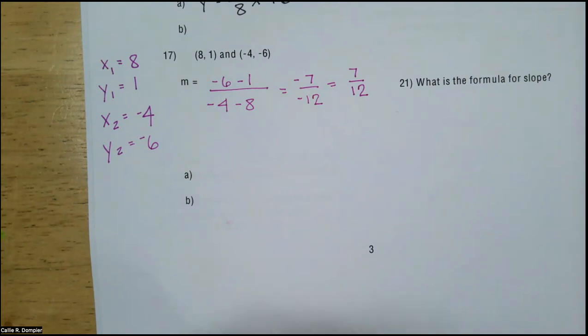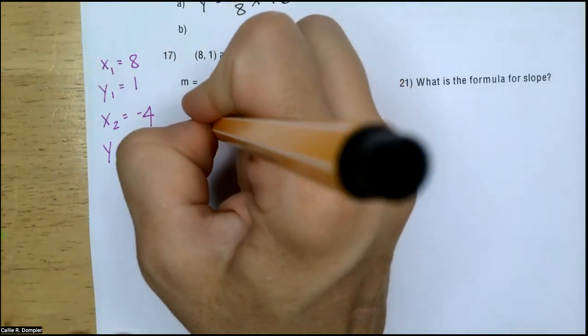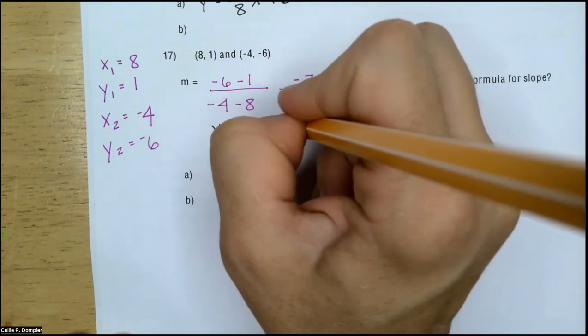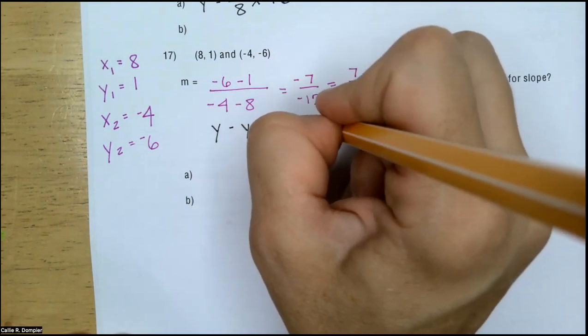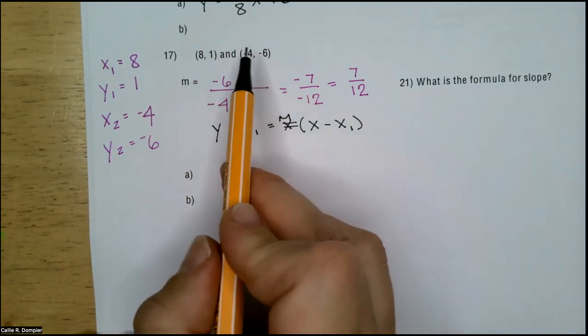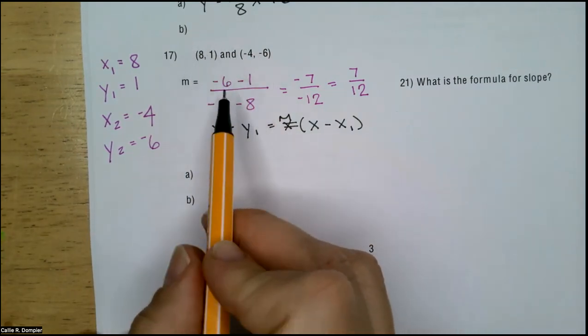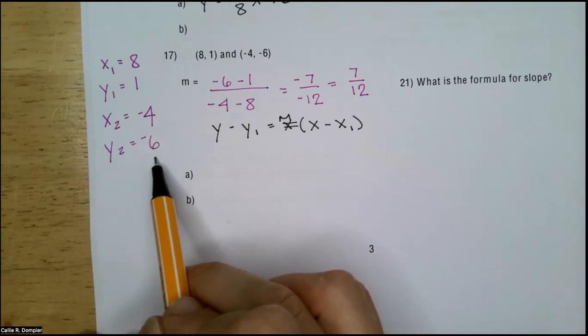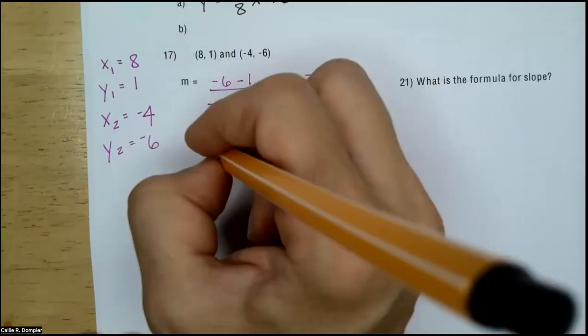We want it in slope-intercept form. In this case, I do not know the y-intercept, right? So I have to start with not slope-intercept form. I have to start in point-slope form. y minus y1 equals m times x minus x1, right? Pick either point you want. I'm going to pick the point that doesn't have any negatives, all right? So my y1 is going to be 1. My x1 is going to be 8. But you're welcome to use x2 and y2 if they look easier, okay?